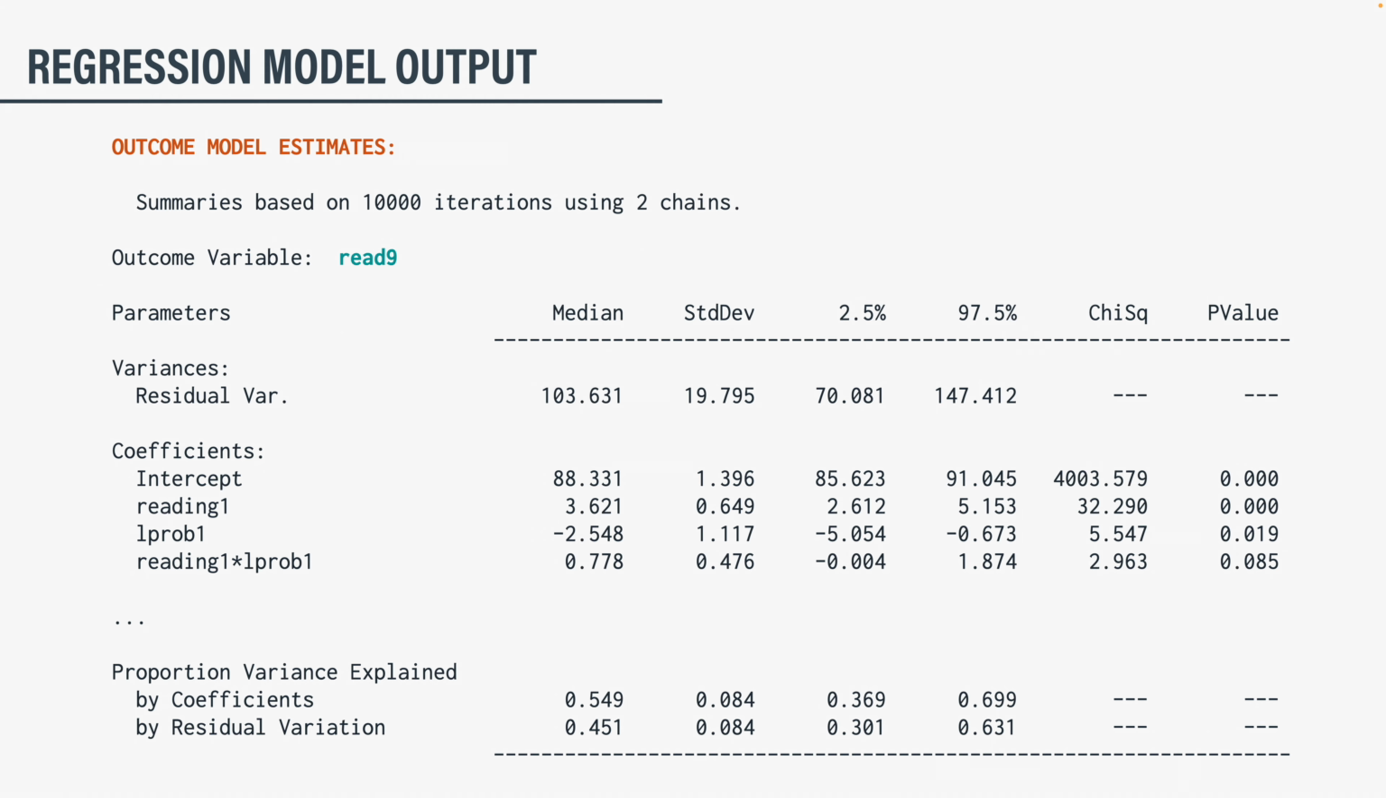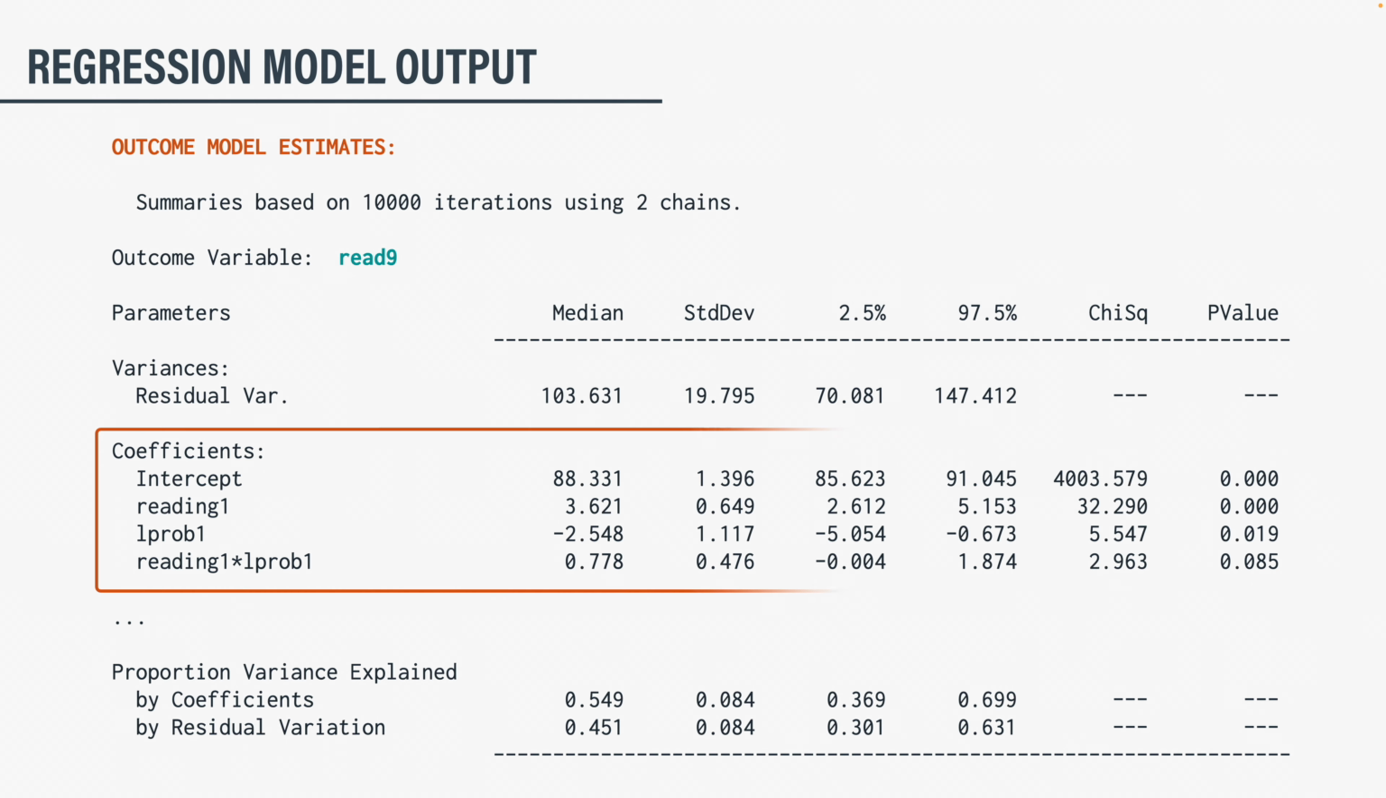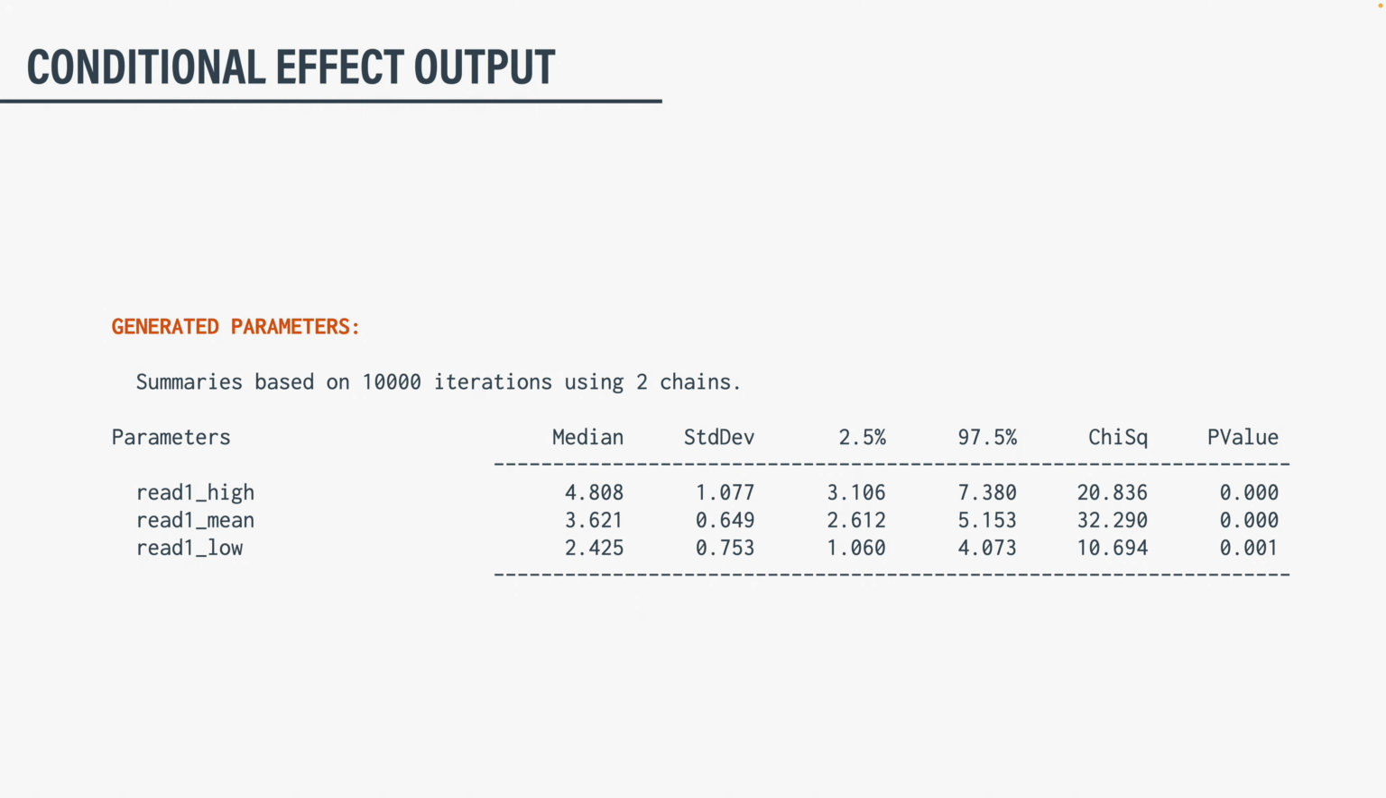This is the regression summary table for the structural model. Looking at the coefficients section, 3.62 is the conditional effect of first grade reading at the mean of the learning problems variable. Then the positive interaction coefficient again tells us that that slope becomes stronger, more positive as learning problems increases. The simple slopes appear on a new table labeled generated parameters. Values in the median column represent our point estimates of the simple slopes, and we get credible intervals and significance tests for each. We can see that the simple slope gets stronger as a student's level of learning problems increases.